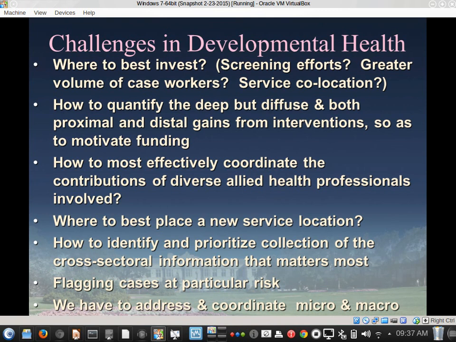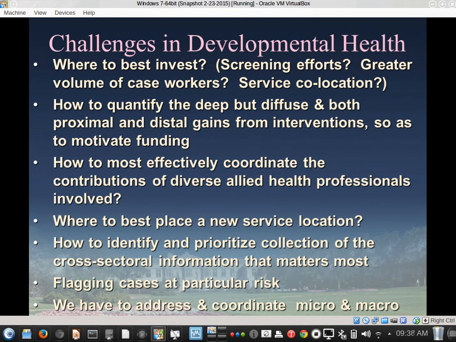And some of the questions we'd really like to answer: where to best invest public resources? Screening, greater volume of caseworkers, co-location of service facilities, improved intervention efforts, training methods. These are all different ways of investing in a situation, and getting some sense of what the gains would be by each, and importantly, how soon we'd expect to see those gains, so we don't shortchange the program before it even has a chance to show effect, can be very, very valuable.